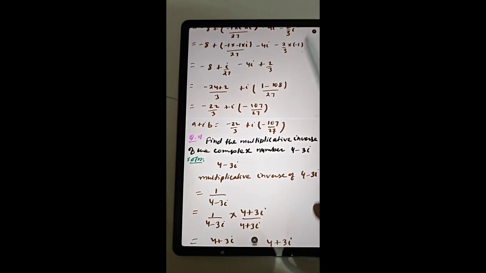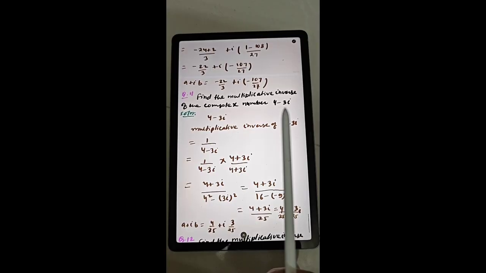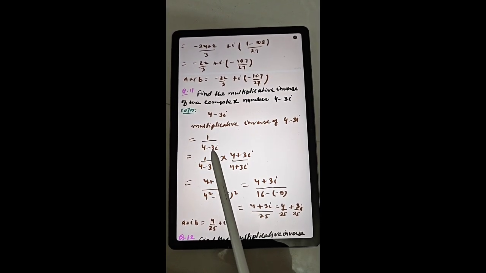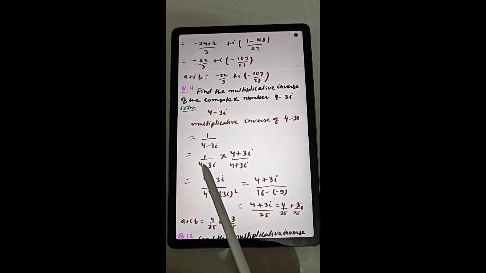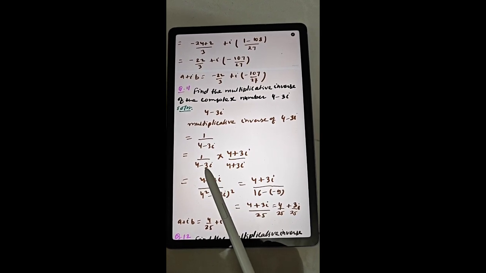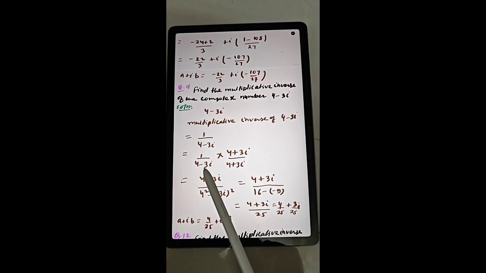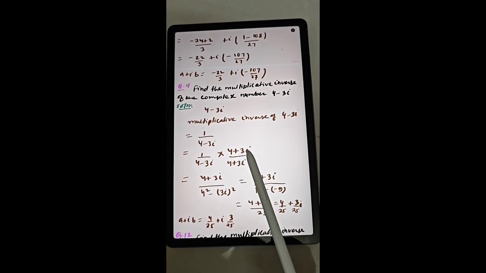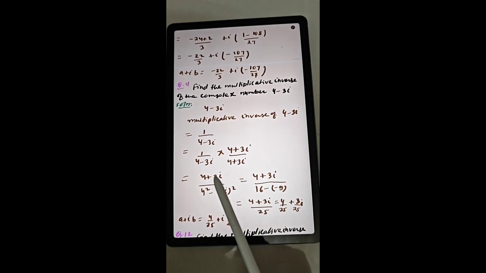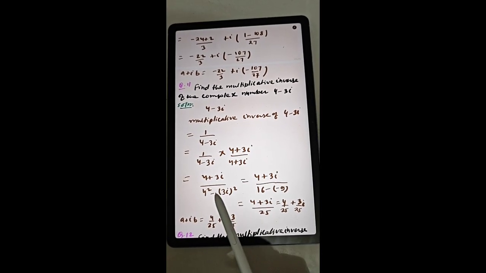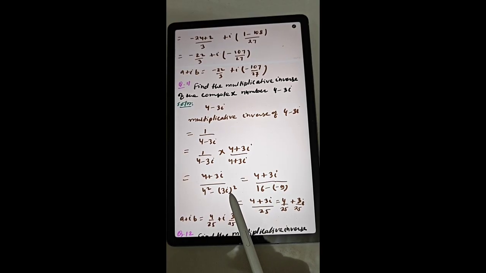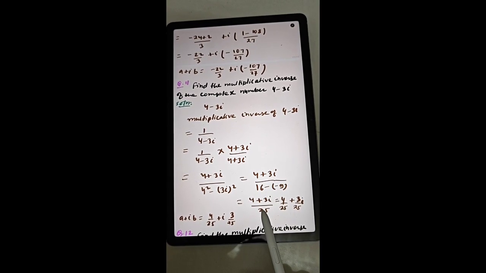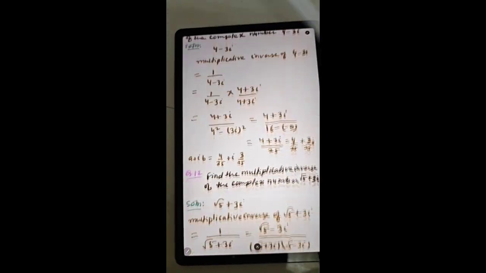So question number 11. Again find the multiplicative inverse of 4 minus 3i. So multiplicative inverse means 1 upon 4 minus 3i. So we will make it conjugate. We will multiply this expression by the conjugate so that the denominator becomes a real number. So 4 minus 3i conjugate is 4 plus 3i. So 4 plus 3i divided by 4 plus 3i. This will give you a square minus b square. So 4 square minus 3i is i square. 4 plus 3i, 16 minus 9. So 25. So this is your expression.